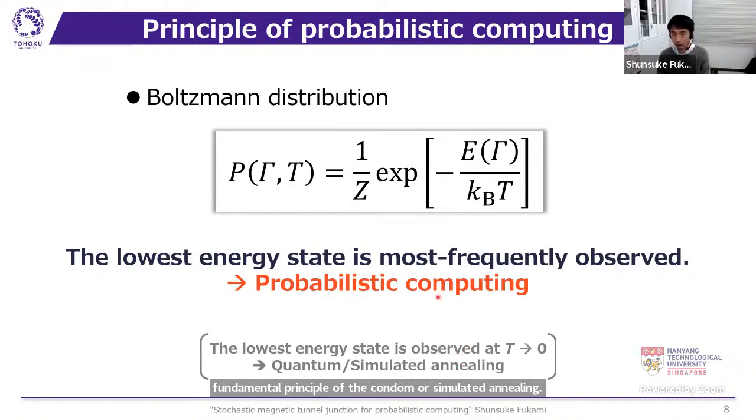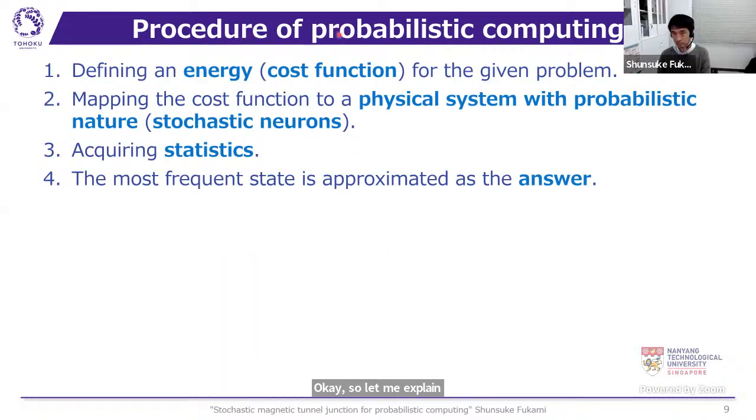Let me explain in more detail the procedure of probabilistic computing. This shows the flow. First, you have some problem which you need to solve. Then you first define an energy or cost function for the given problem. After that, you map the cost function to a physical system with probabilistic nature, or a physical system with stochastic neurons. Then you just watch the system and acquire statistics. Finally, you obtain an answer as the most frequent state, which approximates the answer.